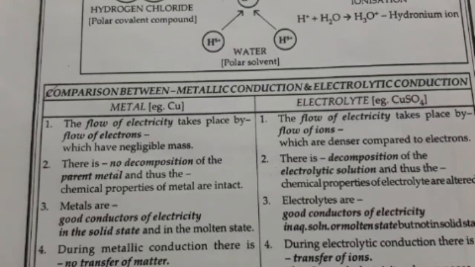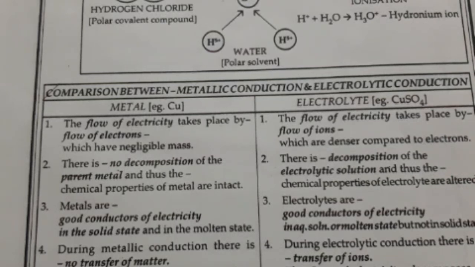Okay, this point is very easy, I think. Then no decomposition of metal will take place. When metal conducts electricity, there will be no decomposition. The chemical properties of the metal will remain the same. But what happens in an electrolyte? Always decomposition of the electrolytic solution will take place, so the chemical properties of the electrolyte are changed. This is also another difference.